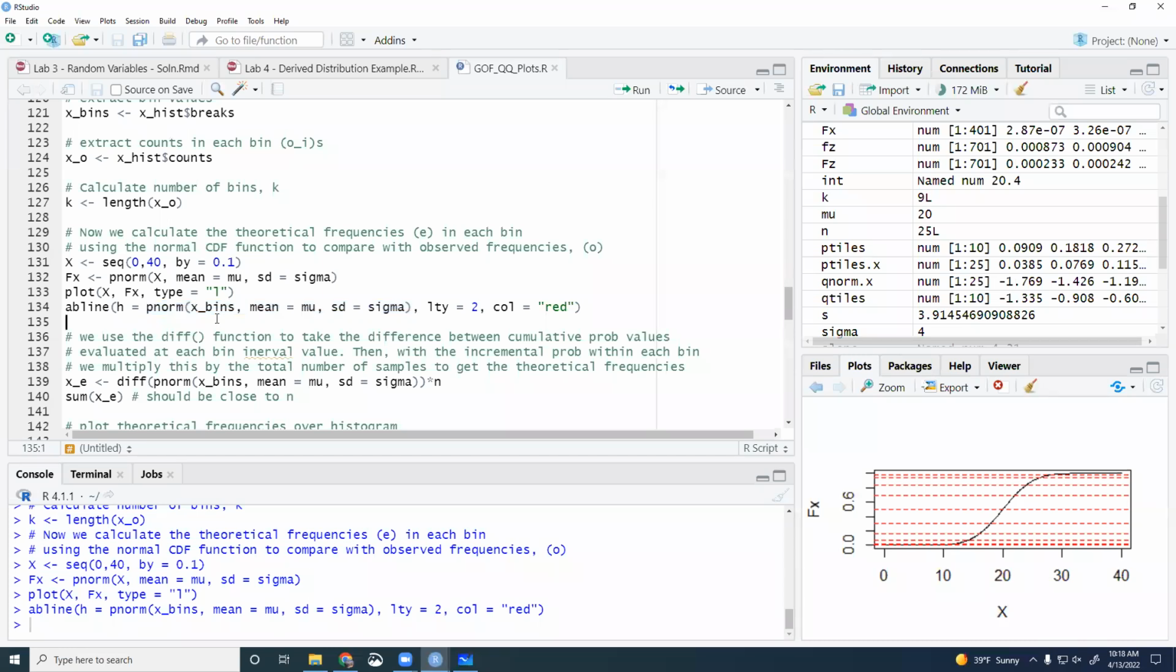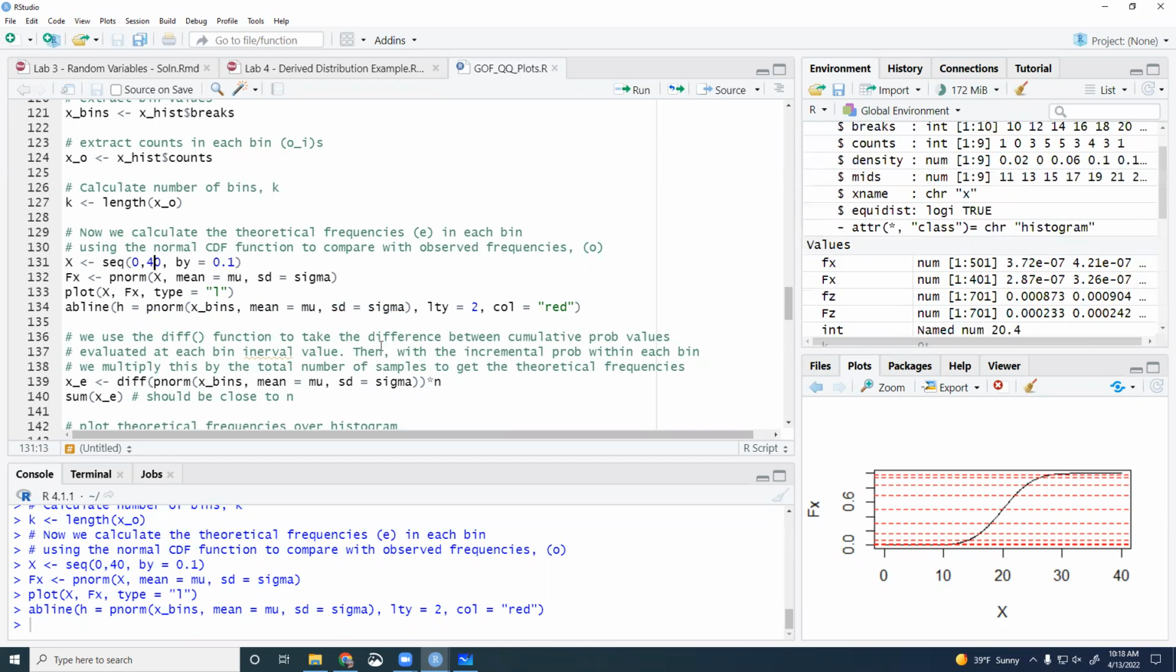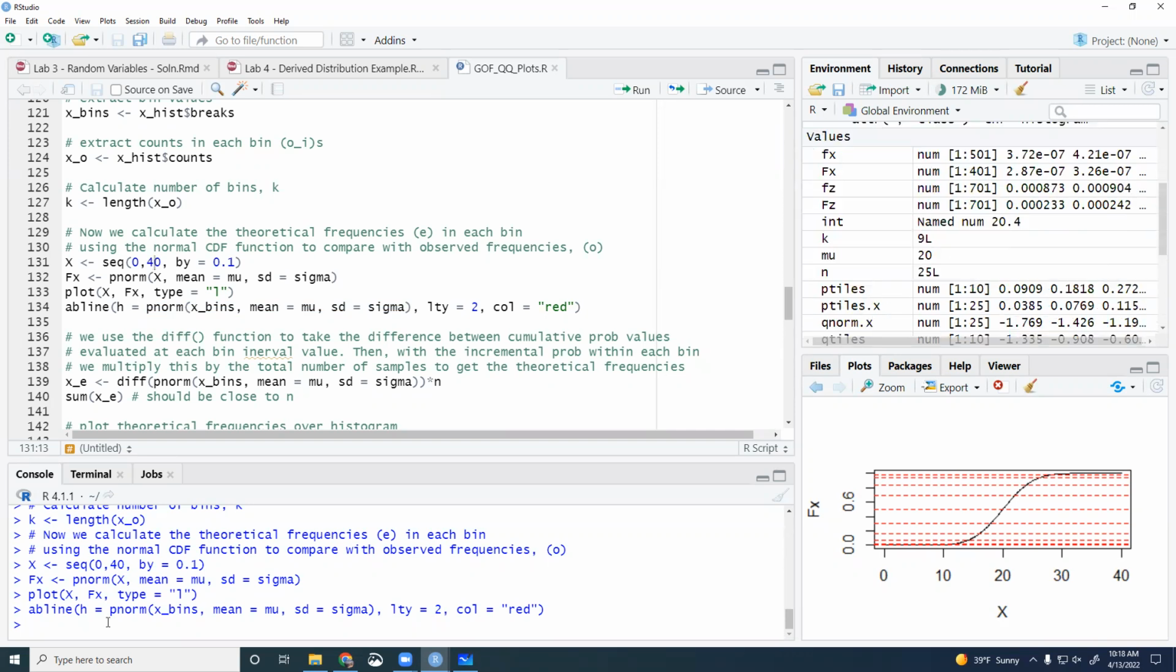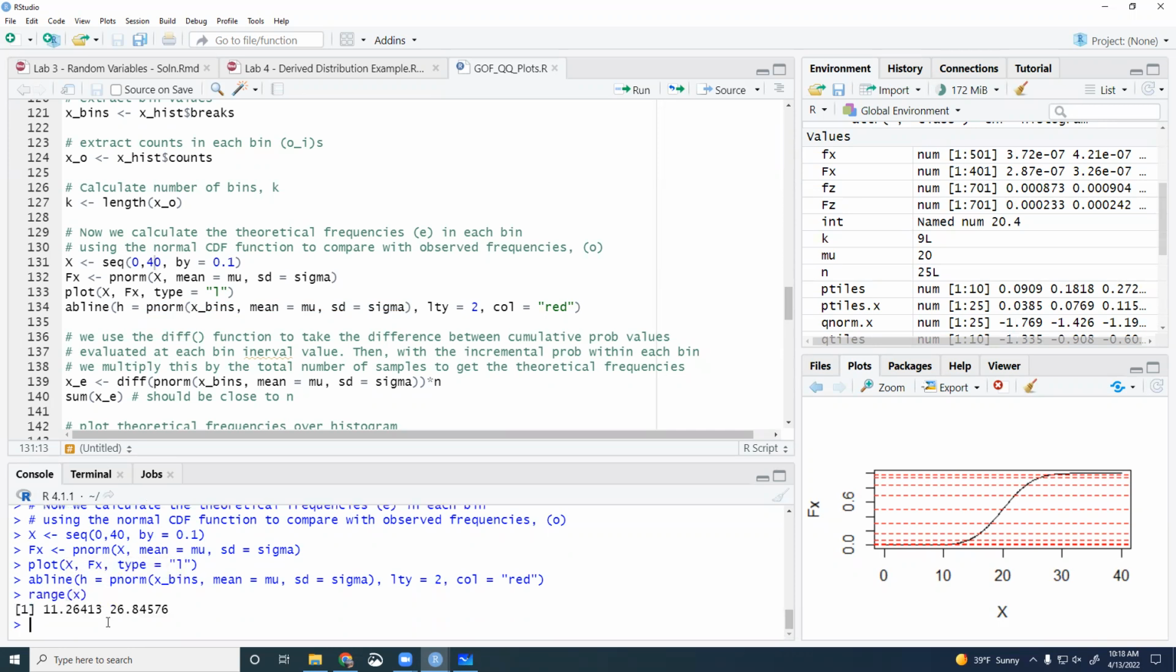For the X, the sequence 0 to 40, how do you select those values? Oh yeah, so that's based on our sample. How did I determine that? If you look at our X, I'll do range X. And that gives me the range of my X values. So I look at my sample, and this is really just visualization right now. But I want to make sure I cover that range.